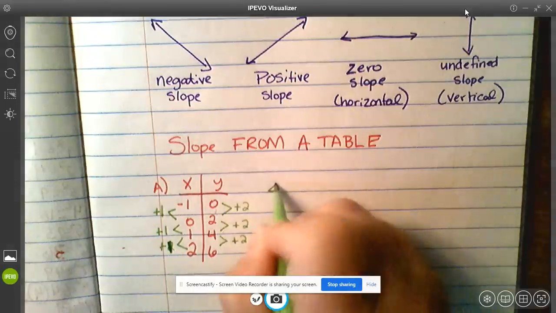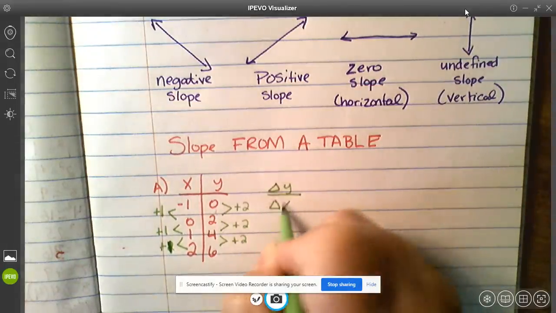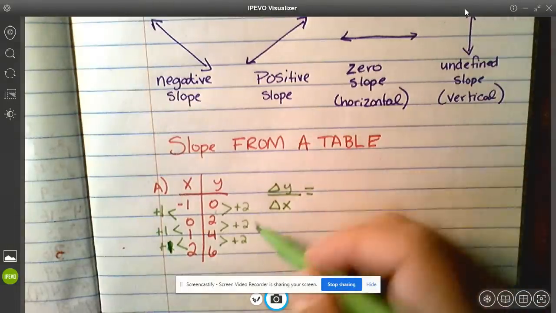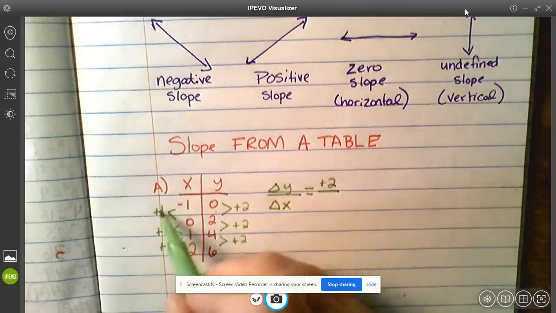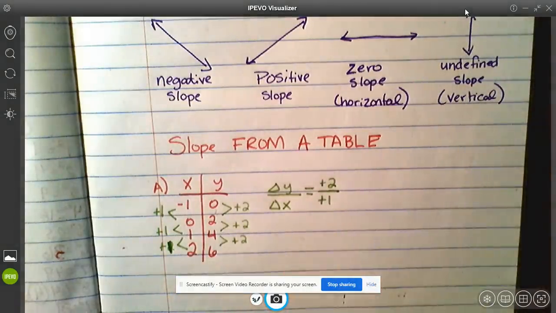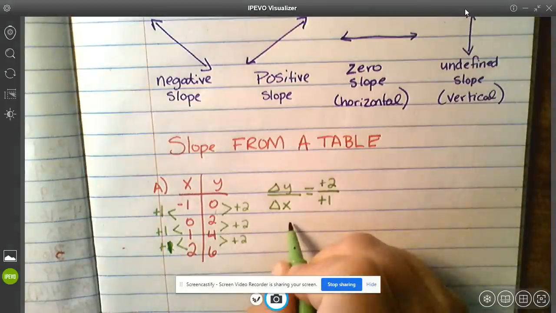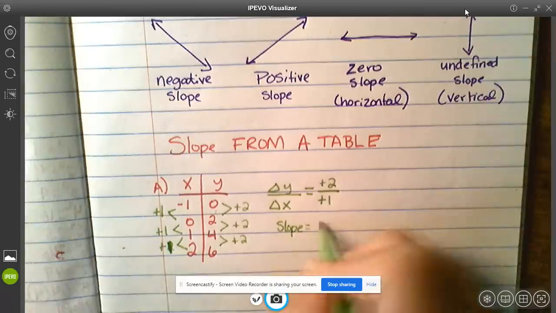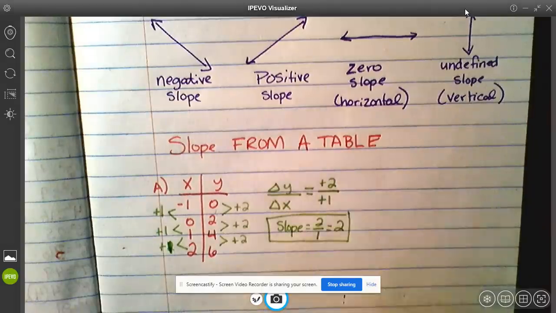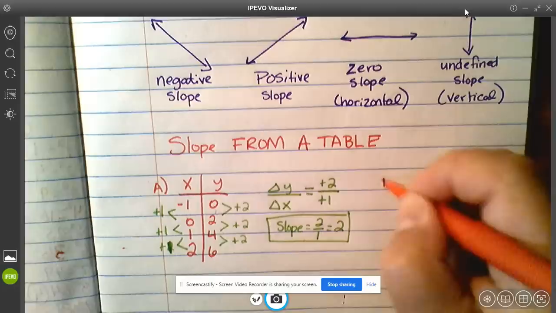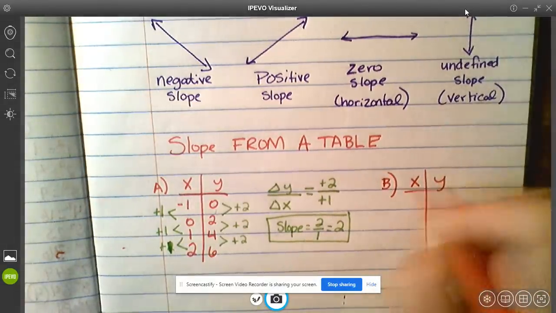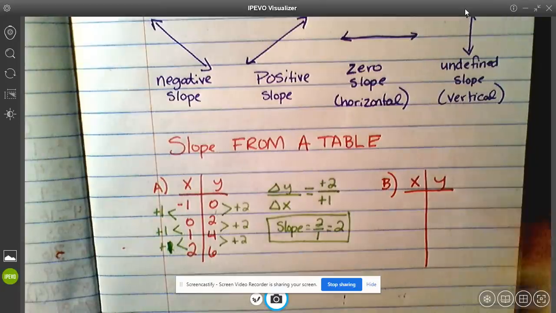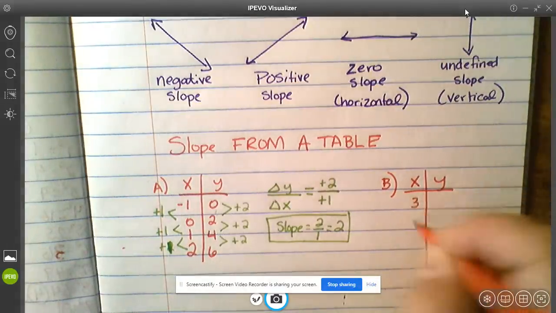So what's our change in y over our change in x? The change in y is positive 2. The change in x is positive 1. So our slope is 2 divided by 1, or 2. My other, or second, example.